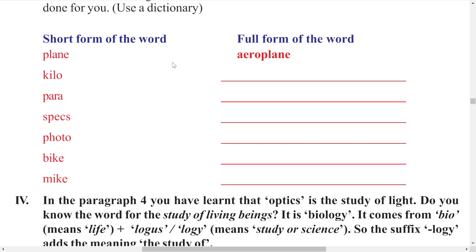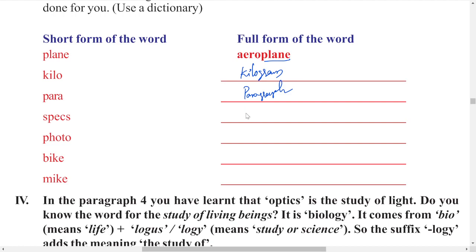Plane, there you can use aeroplane. That is the short form which we use for plane. Next one, kilo, we use it for kilogram. Instead of going and asking for a kilogram of tomato, you just simply ask for a kilo of tomato. Next one, para. What can we use for para? Paragraph. Instead we say just para.